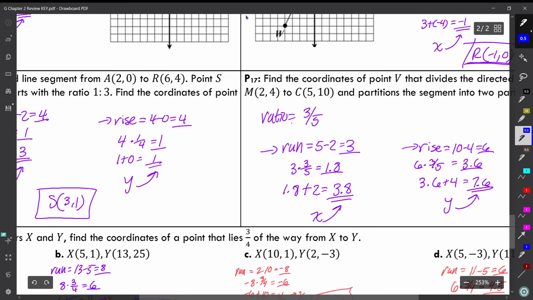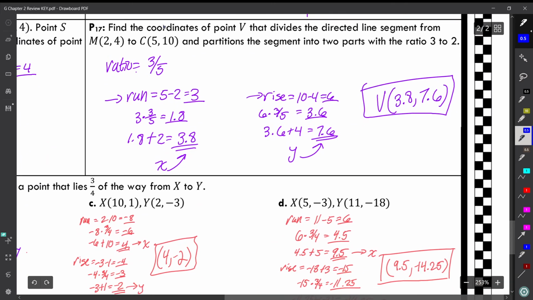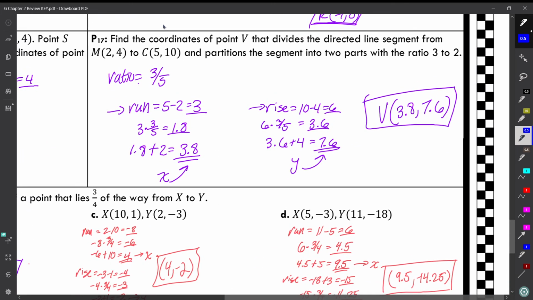Next, find the coordinates of point V that divides the directed line segment from M(2, 4) to C(5, 10) and partitions the segment into 2 parts with the ratio 3 to 2. So one part is 3, one part is 2. Together they make 5, so our ratio is 3 over 5. M is the initial, C is the terminal, because we're going from M to C. So do your terminal minus initial to find your rise and run.